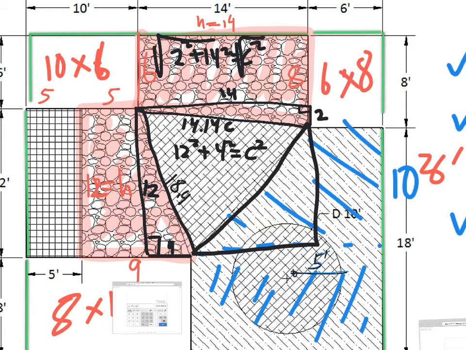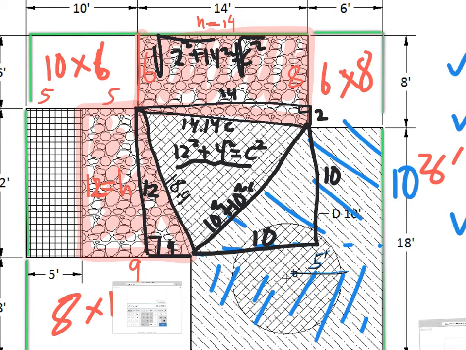What do we know? We know this whole distance is 14. And we know this bit we found out was 4. So this guy's got to be 10. And we know this vertical distance here is 12, and that's 2, so this has got to be 10. So this is going to be 10 squared plus 10 squared equals C squared.